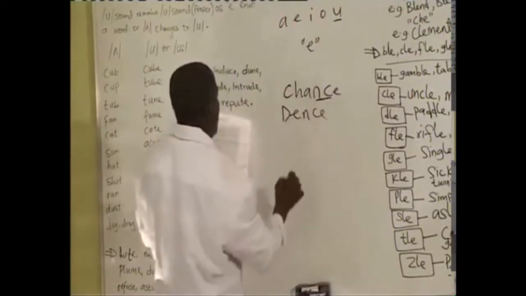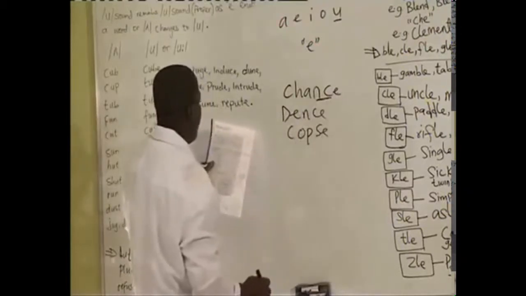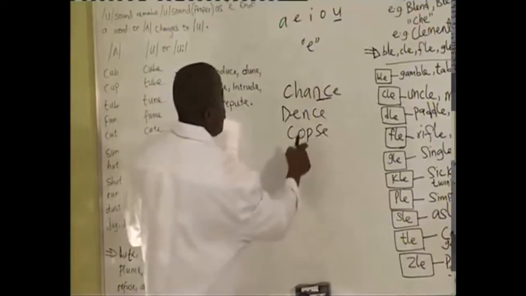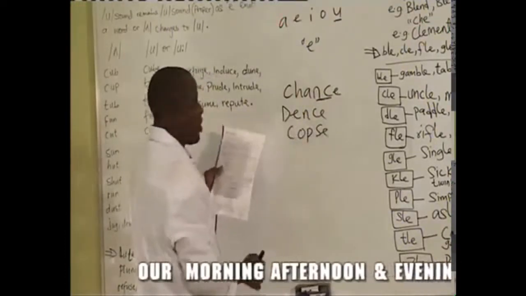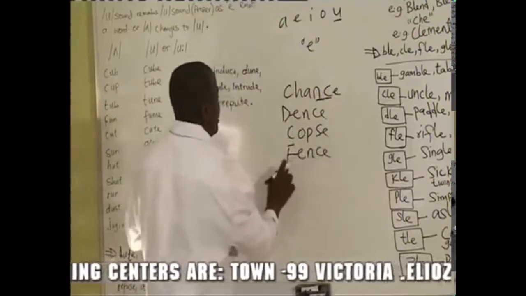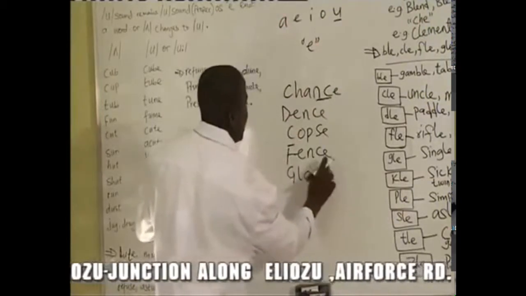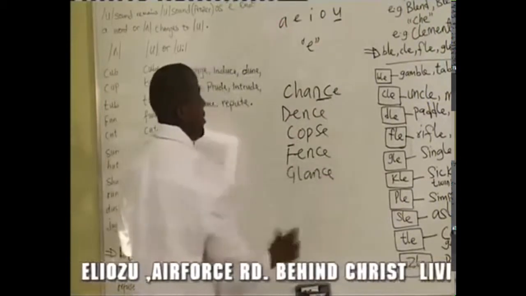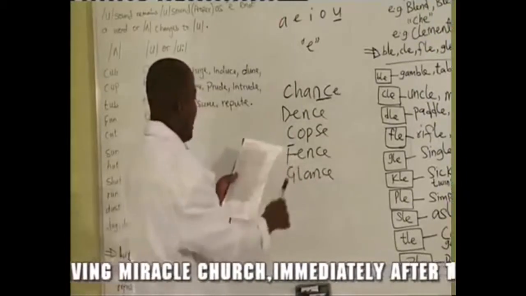Pronounce this one. Dance. Call it dance. What about this one? Cops. Call it cops. It won't sound like O because this E cannot pass over the consonants to come and change the sound. So it is cops. Look at this. Pronounce this. Fence. Look at this. Pronounce this. This is C-E. Glance. Take it again. Glance, as in France too.